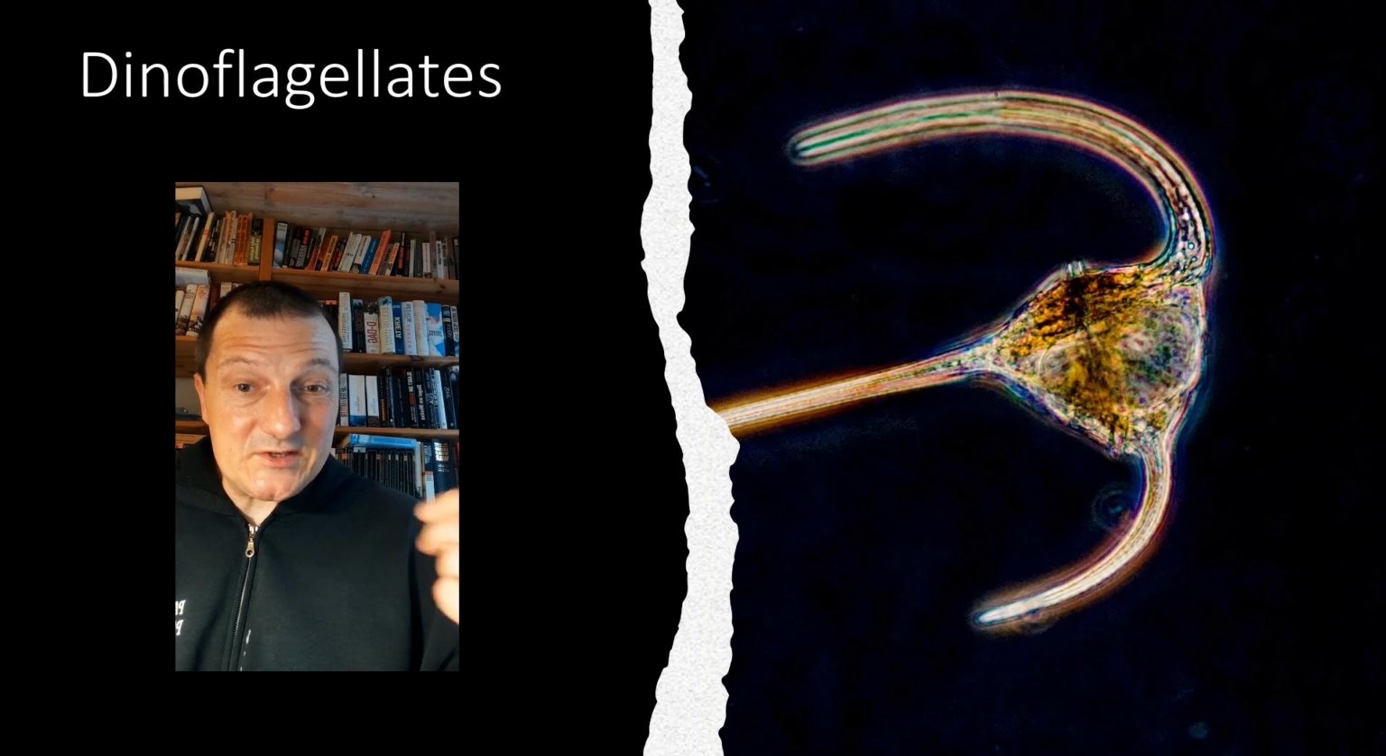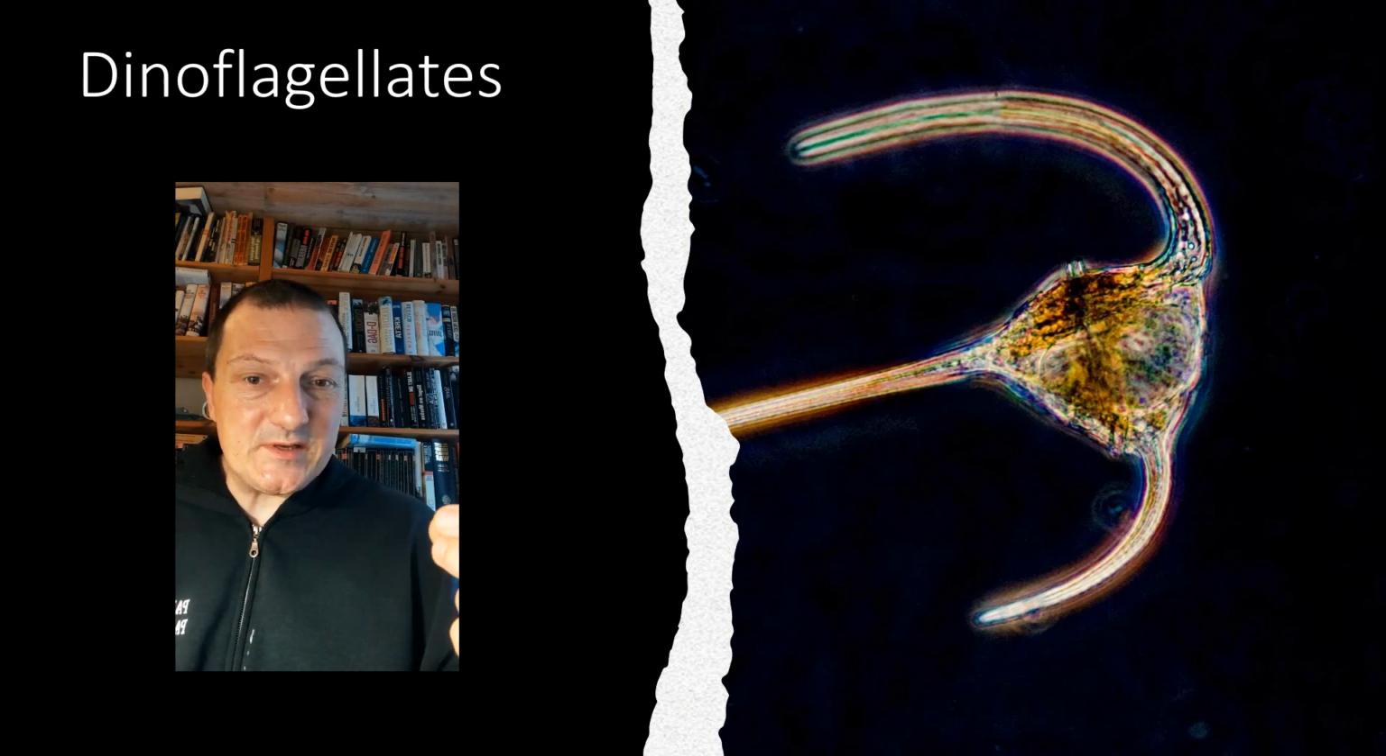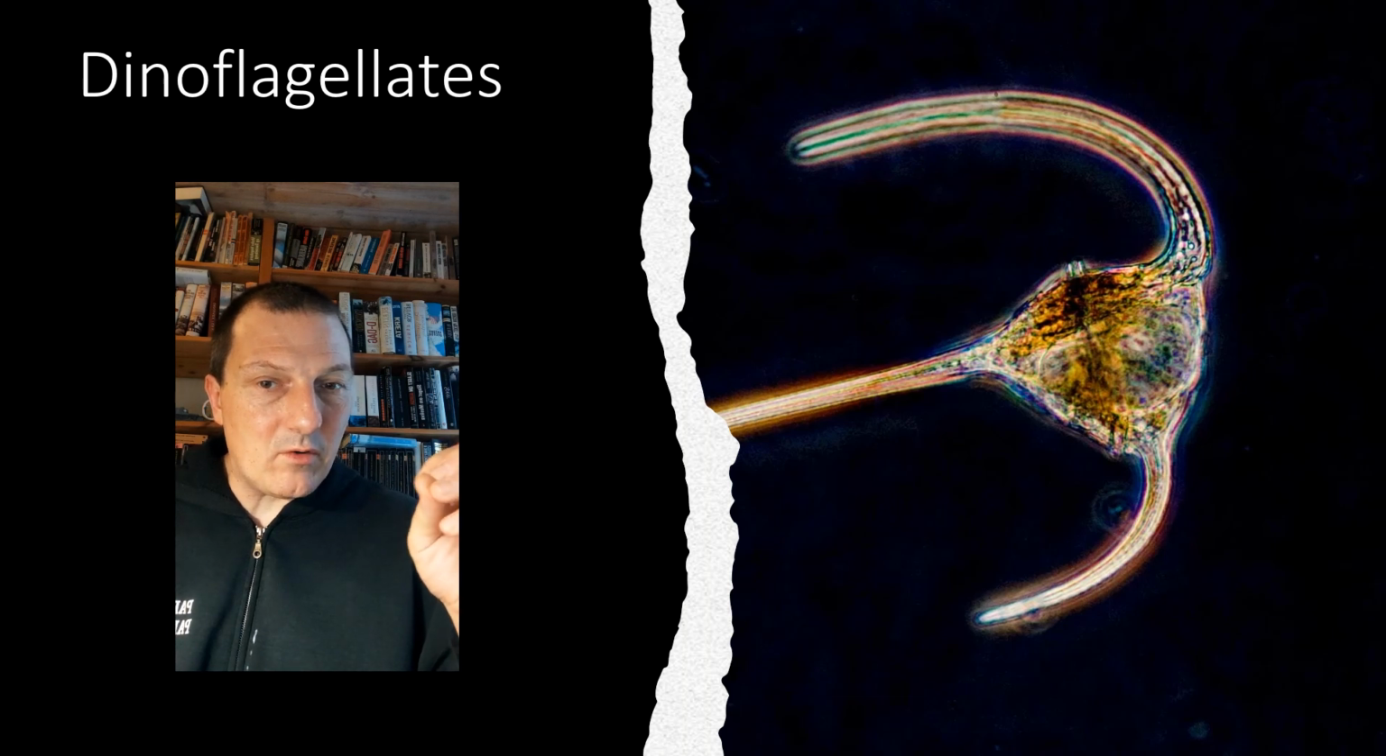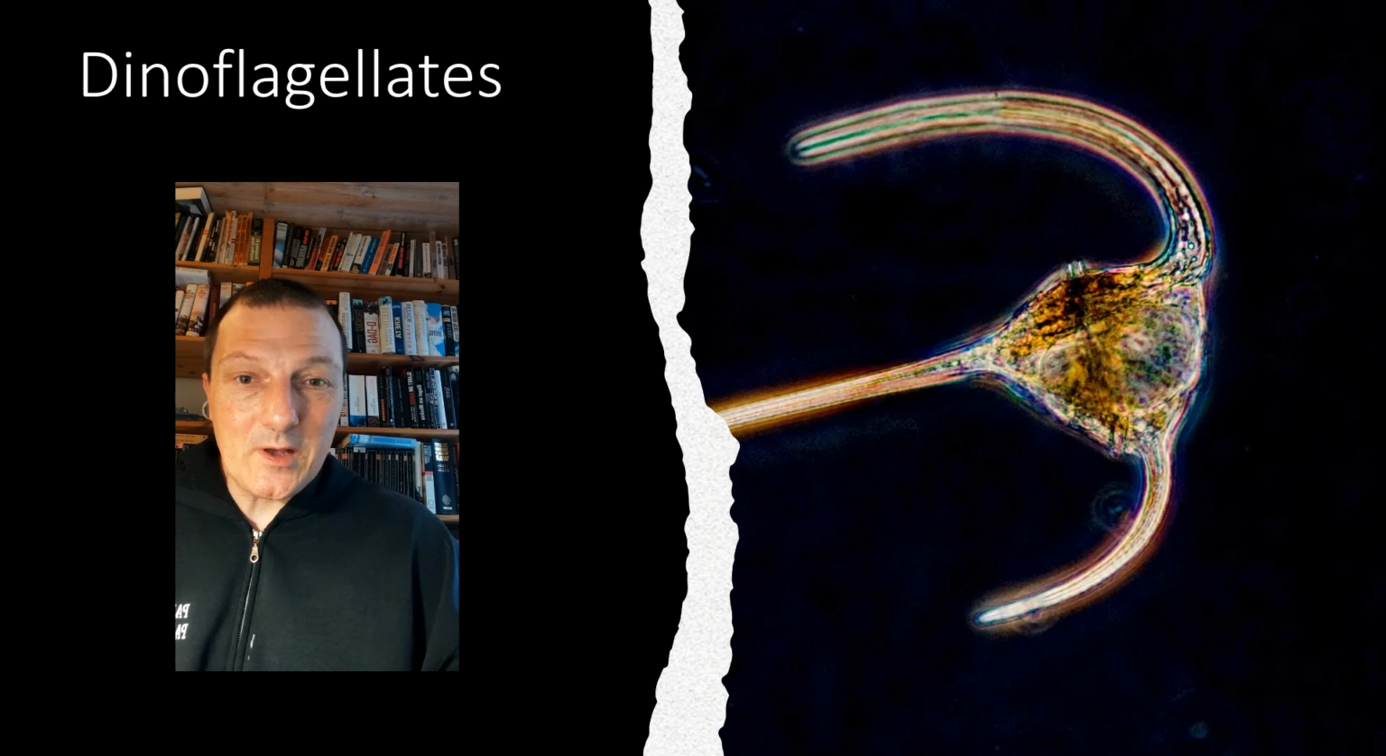Another important one are the zooxanthellae, which are a key species because they live inside the corals, and they help the corals perform photosynthesis in a symbiotic relationship, and we'll be talking more about that later.